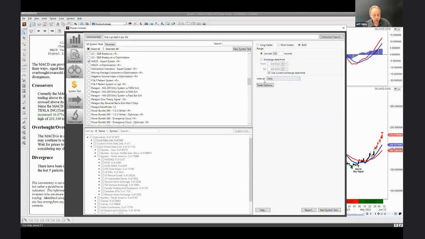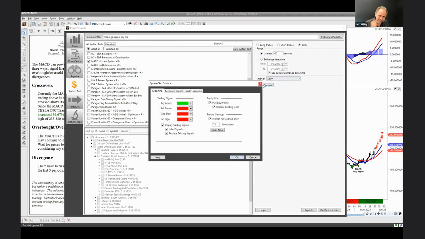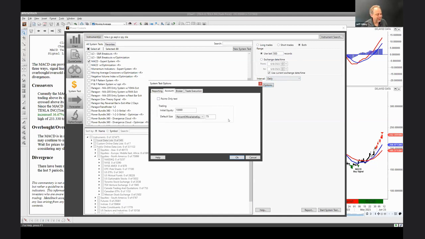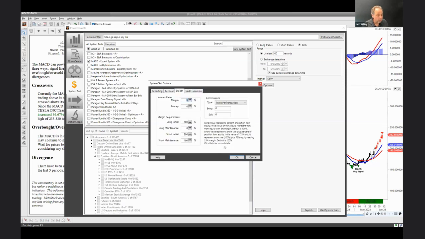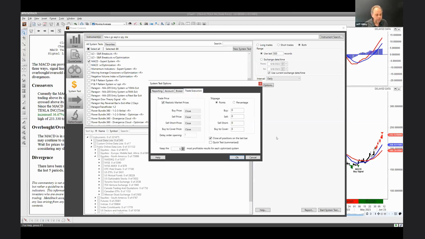Okay. For the trade options, I'm going to show you this real quick because I am going to end on time today, just to be nice. I'm going to start with $10,000. For my percentage of available equity, when it gets a trade, it's going to take 75%. The options are number of units, transaction cost, percent of available equity. I'm not going to pay anything for brokerage. I'm going to use realistic market prices.